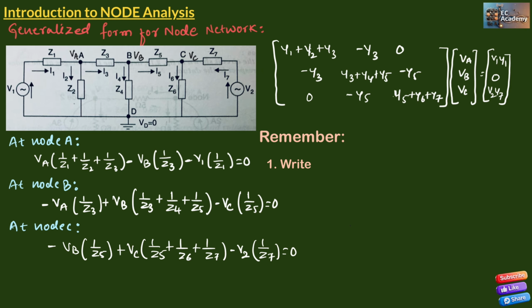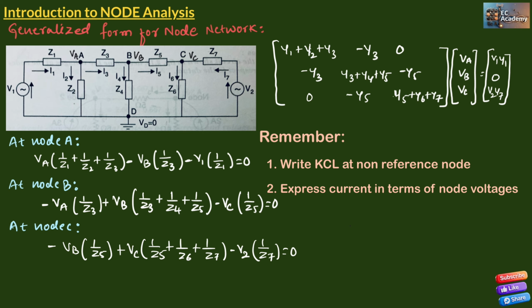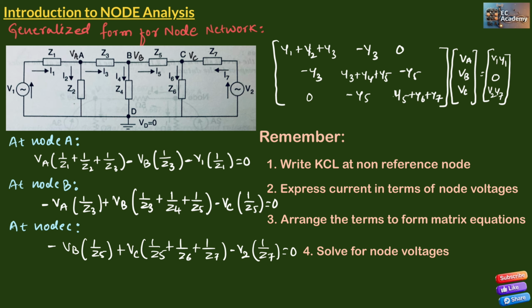Always remember, you need to write KCL at non-reference nodes, express current in terms of node voltages, arrange the terms to form a matrix equation, and solve for node voltages using mathematical algebra. Hope you have understood this topic.